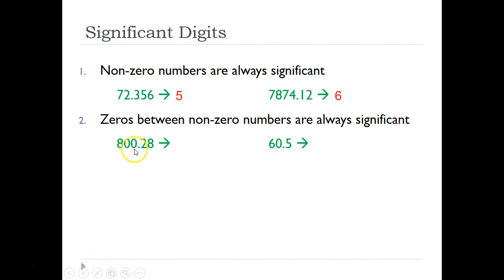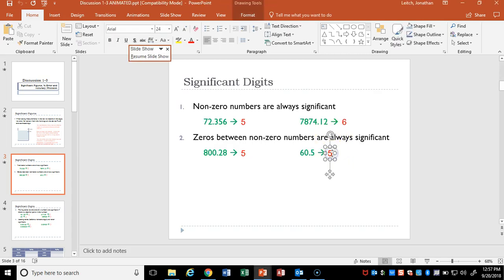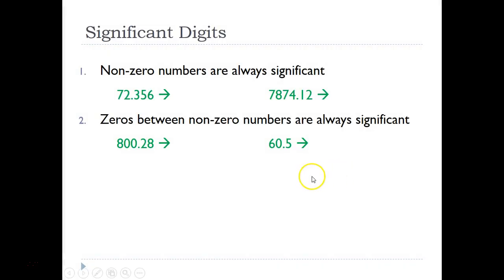In this number, there are 5 numbers, 3 of them are non-zeros, and 2 of them are zeros in between non-zeros. So of those 5 numbers, all are significant, so there are 5 significant figures. Again, pause the video and see if you can count how many significant figures are in 60.5. Alright, this 0 appears in between non-zeros, so that 0 will count as significant, so there are 3 significant figures in this number. Sorry, I hate to edit a video on the fly, but sometimes you gotta do what you gotta do.